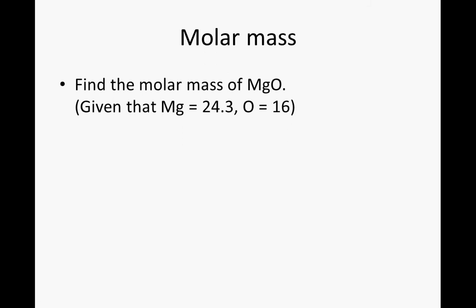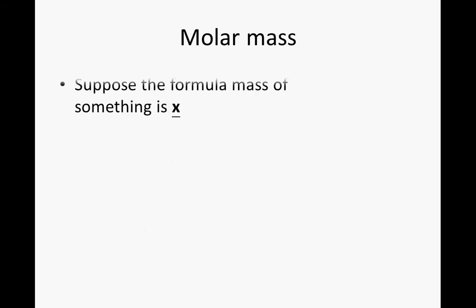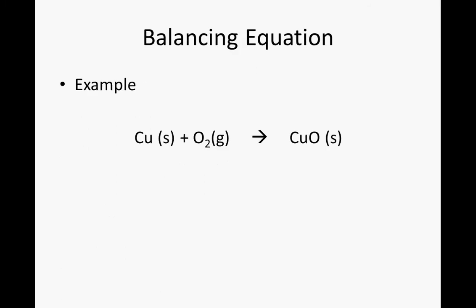Okay, so let's look at this example. Find the molar mass of MgO. Given that Mg equals 24.3, O equals 16. First of all, of course, we have to find out the formula mass. There's no unit, 40.3, easy. And next, just add gram there, and then it is called molar mass. No need for any calculation, just add gram there after you know the formula mass. So in short, suppose the formula mass of something is x, then the molar mass is x gram. Very easy to remember, just add gram, right? Very easy.